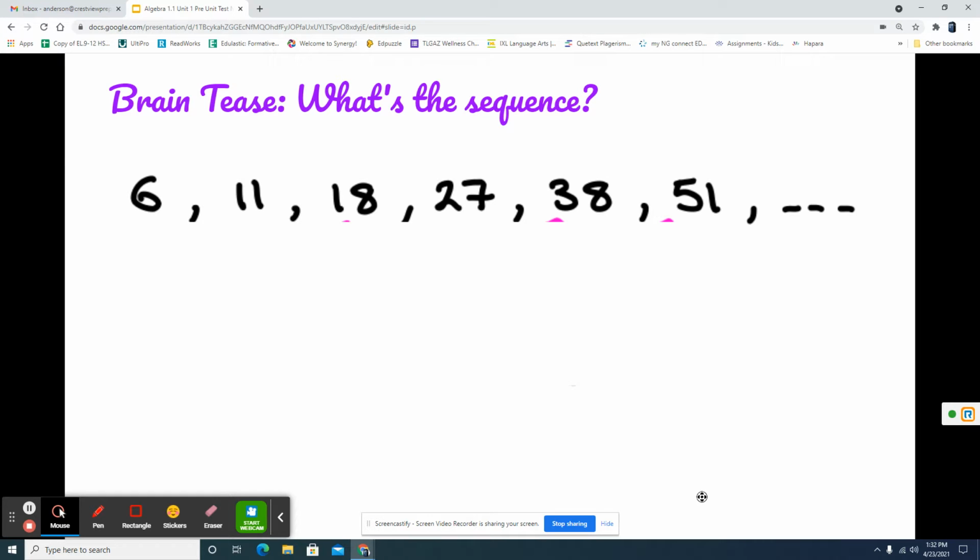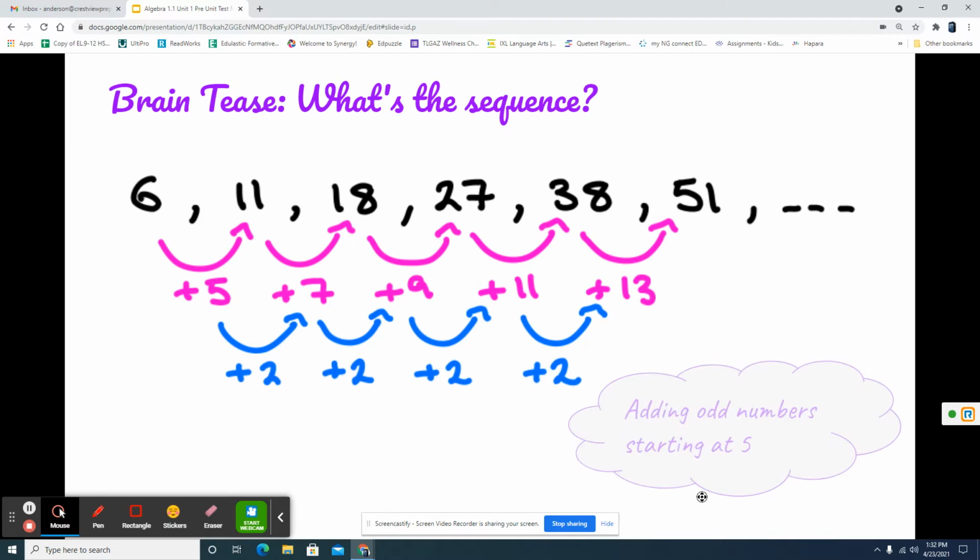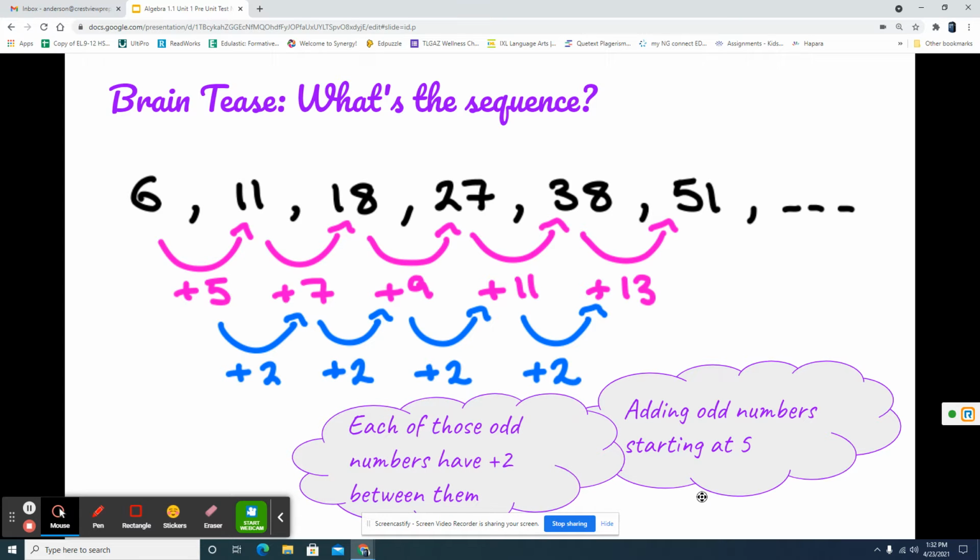What is the actual sequence for this row of numbers? 6 to 11, 11 to 18, 18 to 27, 27 to 38, and 38 to 51. What is our sequence? What happened? Well, to get from 6 to 11, you added 5. From 11 to 18, you added 7. From 18 to 27, you added 9, and so on.